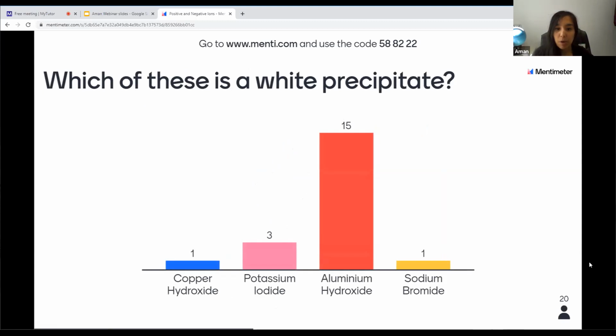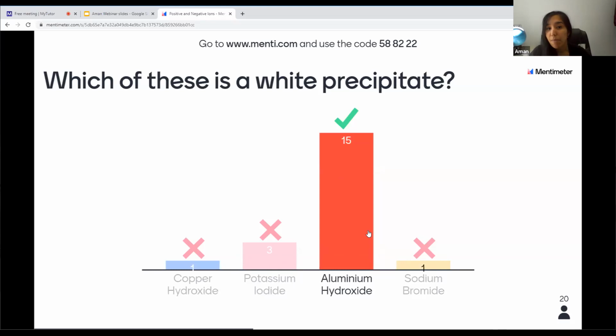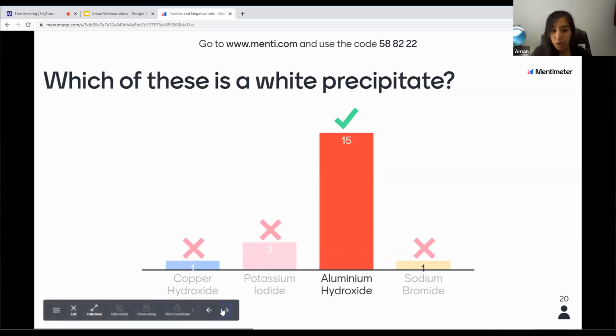Okay, so the answer is aluminium hydroxide. Well done, everyone. So copper hydroxide forms a blue precipitate. So remember, blue with sodium hydroxide. Potassium iodide will not really have a color. Sodium bromide will not have a color. So the only color which will be white is aluminium hydroxide. But remember, if we add excess hydroxide ion, excess sodium hydroxide, it will dissolve. But yes, it does produce a white precipitate. Well done.